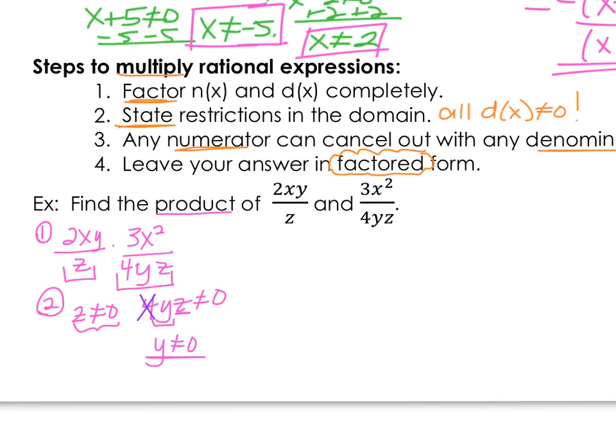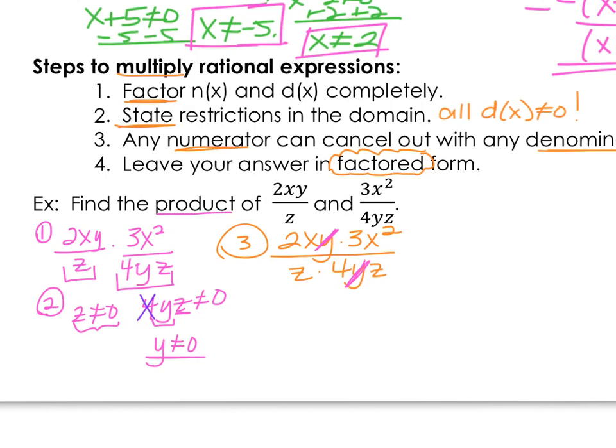Now step 3. Again, this is kind of a little tricky because there aren't any parentheses to focus on. So if we have 2xy times 3x squared, I'm just going to put that all over z times 4yz. So if I look at things that would cancel out here, I notice that not a lot actually, everybody, is going to cancel. I see I could cancel out this y and this one, but if the x's are on top, they don't cross off. And the z's on the bottom also don't cross off.